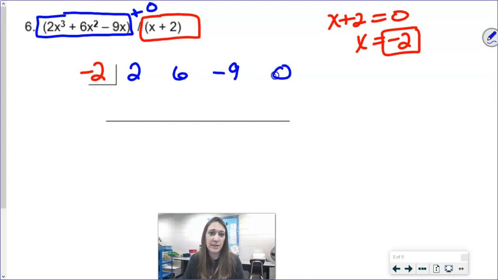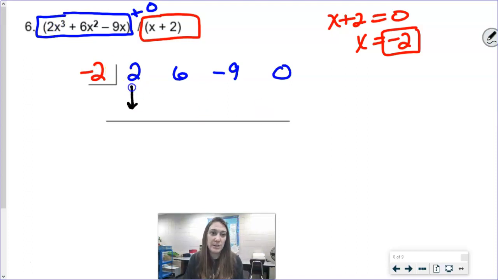A really good way to double check that you have enough terms in your setup, whatever your degree is, you should have one more than that. So if you have a degree 3 dividend, you should have 4 terms set up after the box. If you have a degree 2, you should have 3 things set up. If you have a degree 5, you should have 6 things set up because you need all the way down to the constant.